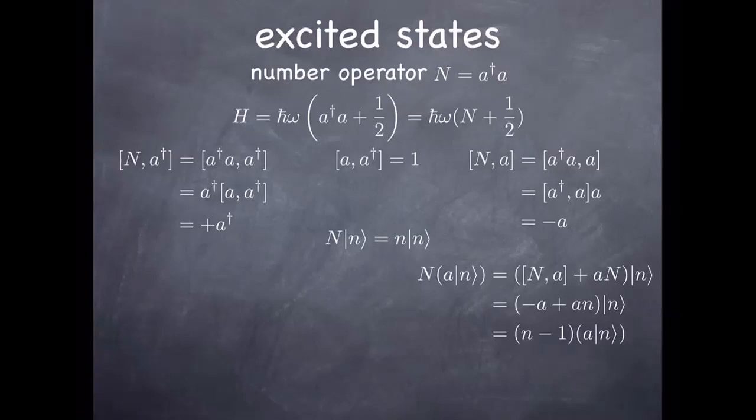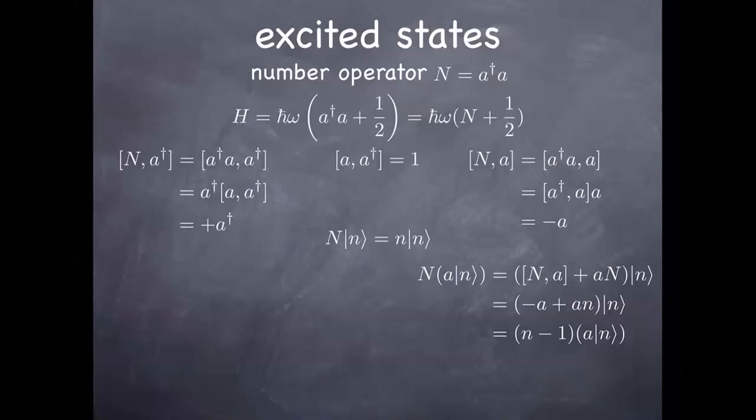But writing it this way is very useful because now the N operator is acting directly on the n state, which pulls out this n eigenvalue. The NA commutator is something we worked out above, that's negative A. Putting these things together, I can combine this to NA times n minus 1. So now I see that the N operator acting on state A acting on n returns the eigenvalue n minus 1.